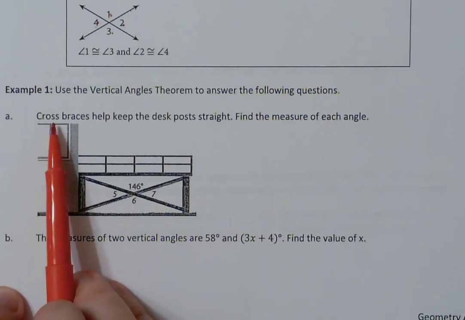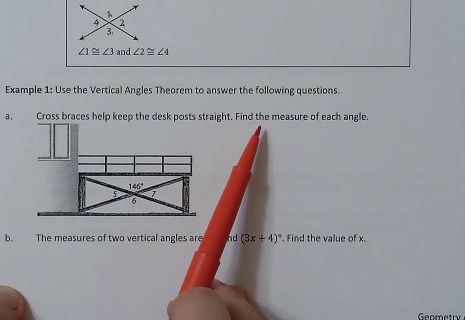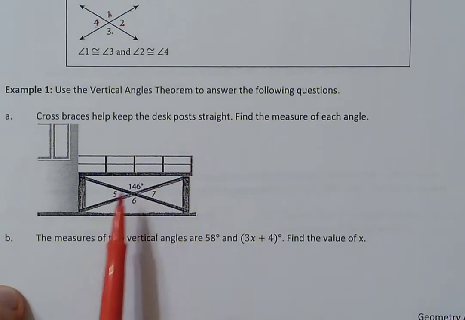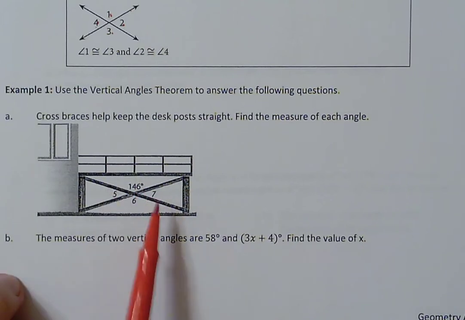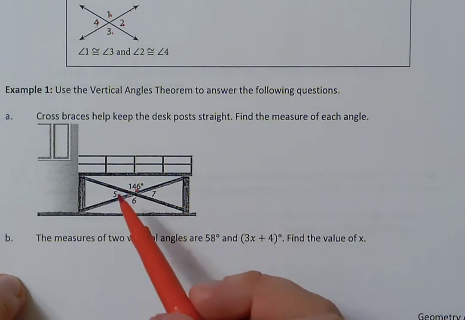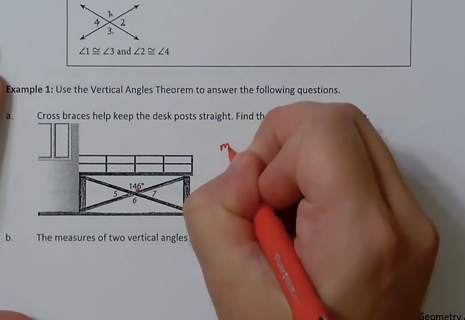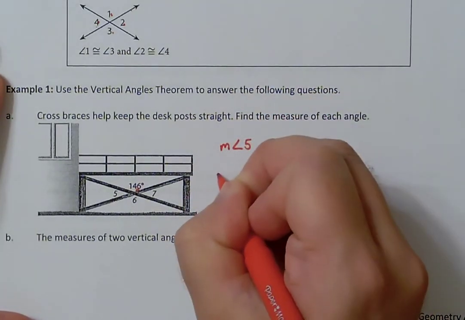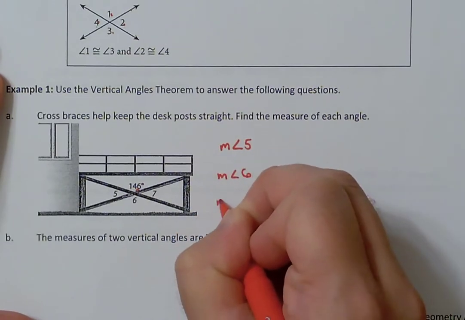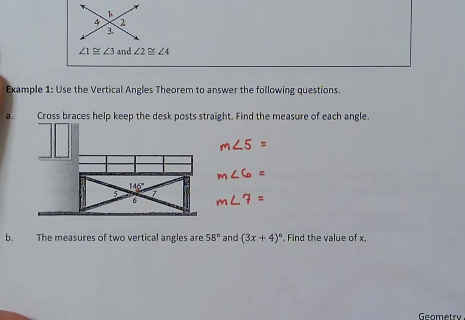For example 1a, cross braces help keep the desk post straight. Find the measure of each angle. So we want to find the measure of all the angles they give us here. We already know that this angle is 146, so we need to figure out the measure of angle 5, 6, and 7. Those are the angles formed by the braces for the deck post. So I'm going to set up the measure of angle 5, measure of angle 6, and measure of angle 7. We need to find these three angle measures.